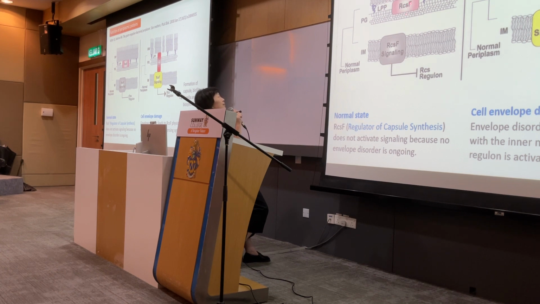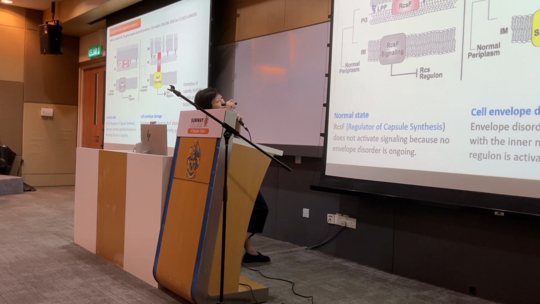So what does RcsF do? This regulator of capsule system can sense the stress, and what happens is that it changes its structure and contacts the RcsC signaling protein, which is present in the inner membrane. When it's been triggered, what happens is that there is a formation of capsule. It can form the biofilm. Biofilm is something that can resist the external stress.